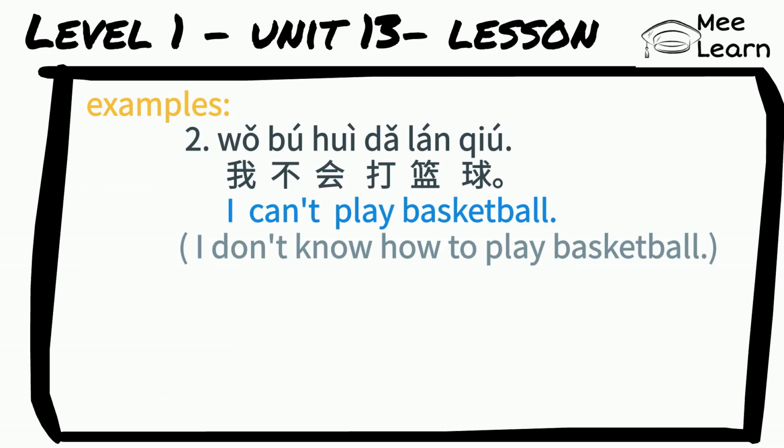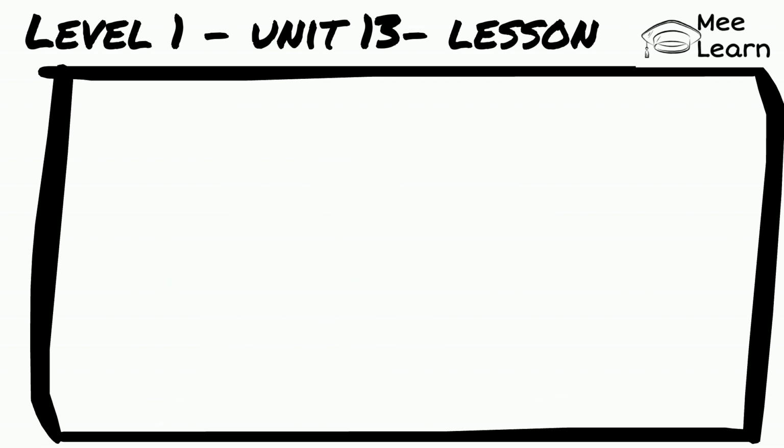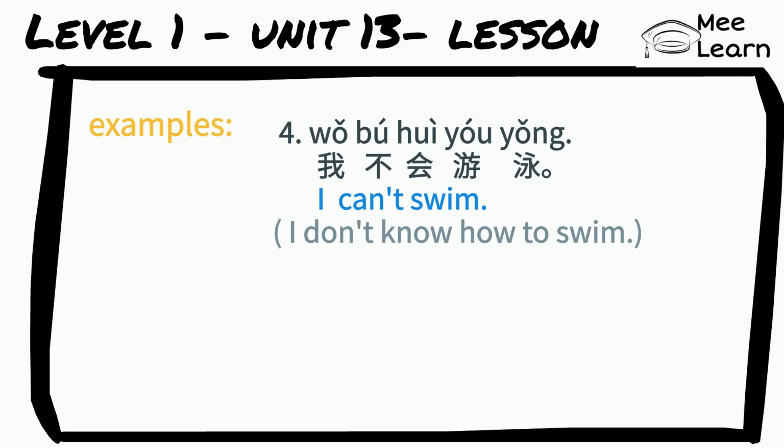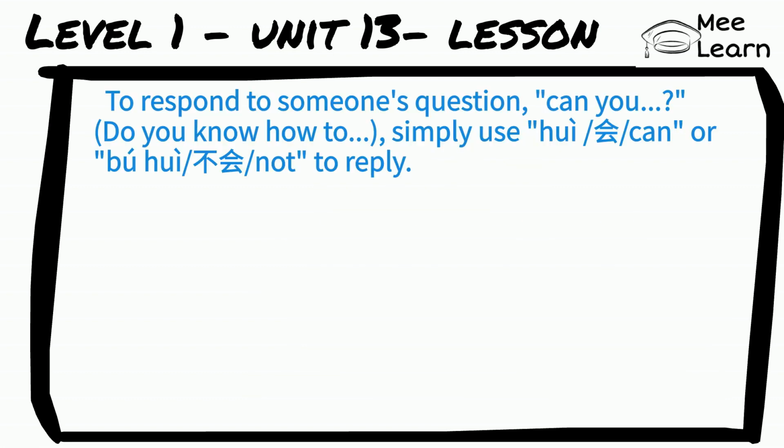我不会打篮球 I can't play basketball, as I don't know how to play basketball. 我不会跳舞 I can't dance. I don't know how to dance. 我不会游泳 I can't swim, as I don't know how to swim. 我不会说中文 I can't speak Chinese. I don't know how to speak Chinese.